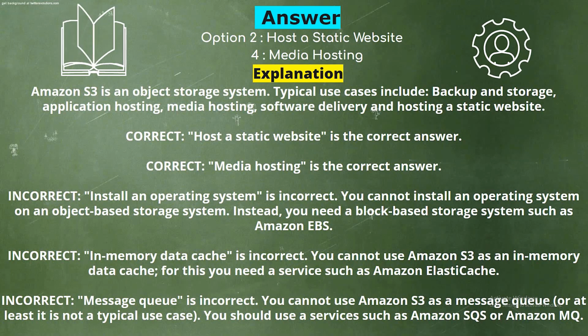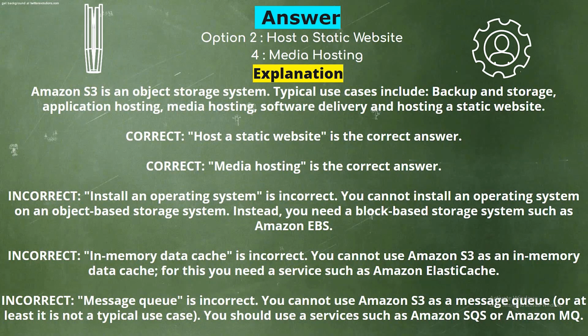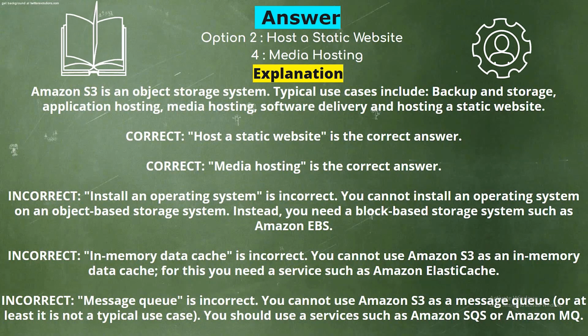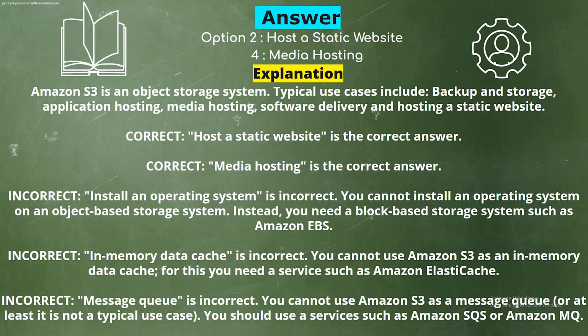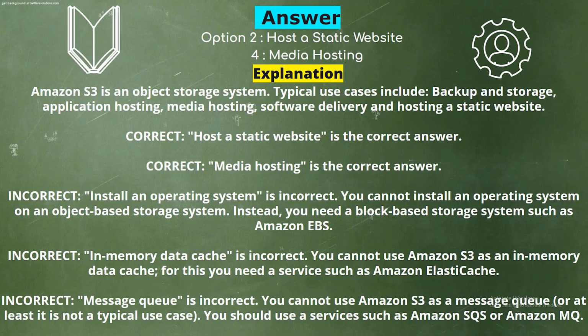Explanation. Amazon S3 is an object storage system. Typical use cases include backup and storage, application hosting, media hosting, software delivery, and hosting a static website. Correct. Host a static website is the correct answer. Correct. Media hosting is the correct answer. Incorrect. Install an operating system is incorrect. You cannot install an operating system on an object-based storage system. Instead, you need a block-based storage system such as Amazon EBS.